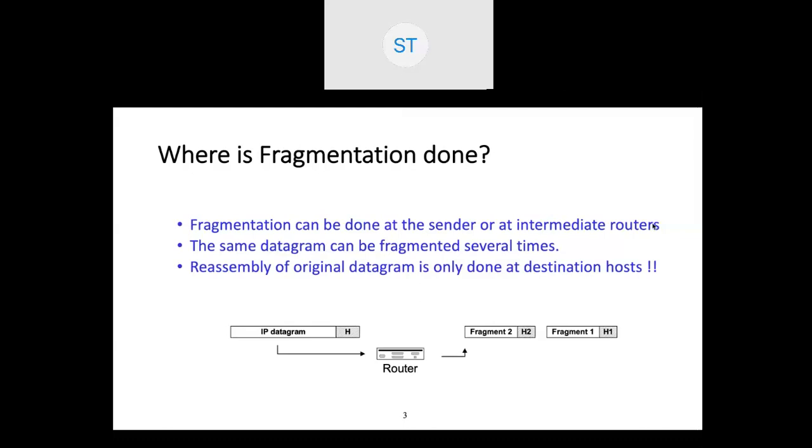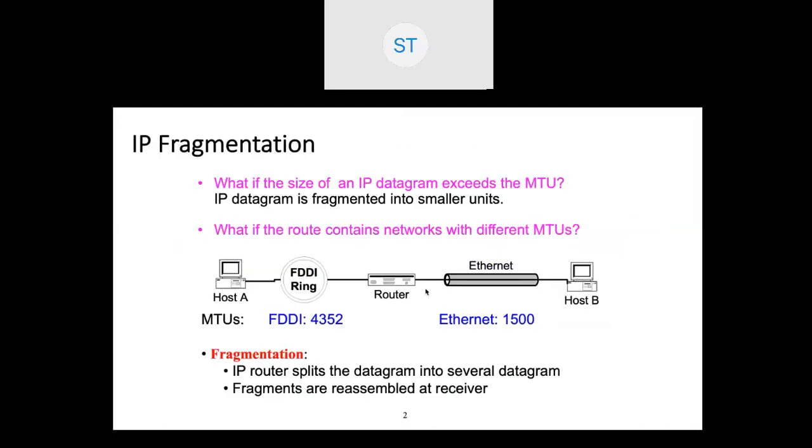The same fragmentation can happen several times. We'll see a similar example so that you can understand what exactly this means. And reassembly of the original datagram is only at the destination. Means if fragmentation has happened here, and after this another network comes which has an MTU of 5000, it will not get reassembled here. Reassembly is only at the destination. This is the thumb rule.